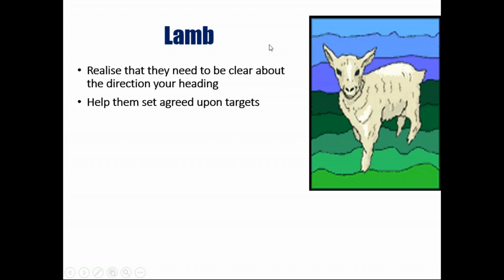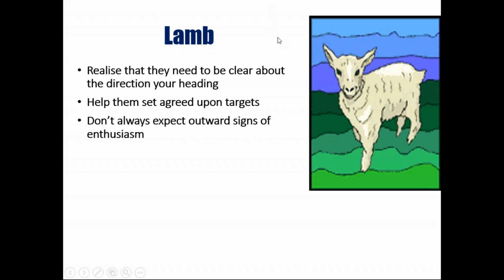Help them to set agreed upon targets. They're not great on goal setting like the bulls. So they actually need you to set very crystal clear targets for them to achieve, and not unrealistic targets either, but targets that can be achieved. And if you set them targets that can be achieved, they'll respond well to that. Because, of course, they know where they stand. But your job is to give them those targets.